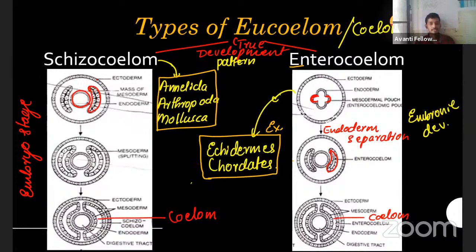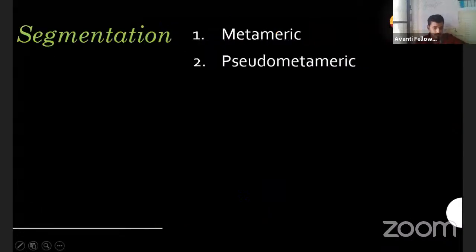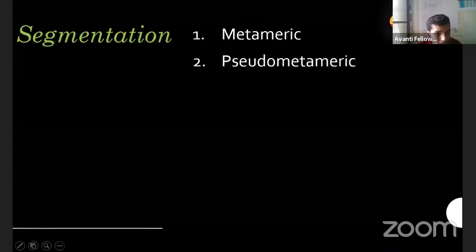Any more doubts, guys? So we can move on, right? Next one is segmentation. Sir, do all animals experience the embryo stage or not? Yes, Tejas, the embryo stage is a compulsory stage. Embryo is not a separate kind of thing; it is a developmental stage. It may be different in different organisms, but the embryo will be present everywhere.